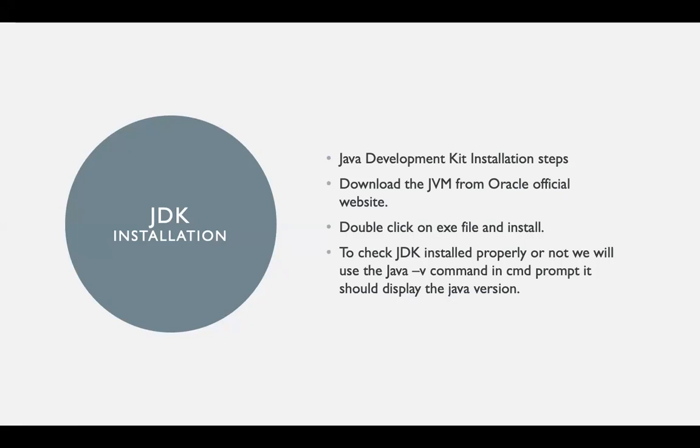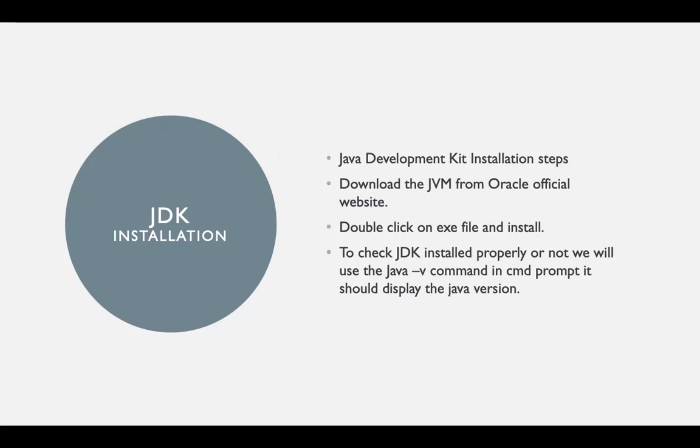I will tell you. The first thing is we should have the JDK software. This is the software which needs to be installed in our machine to write any Java program and to execute it in our local machine. There are a couple of steps involved to install the JDK. The first thing is we have to download the JDK from the official website. The moment you are done with the download, you can go to downloads, get the exe file and install it.